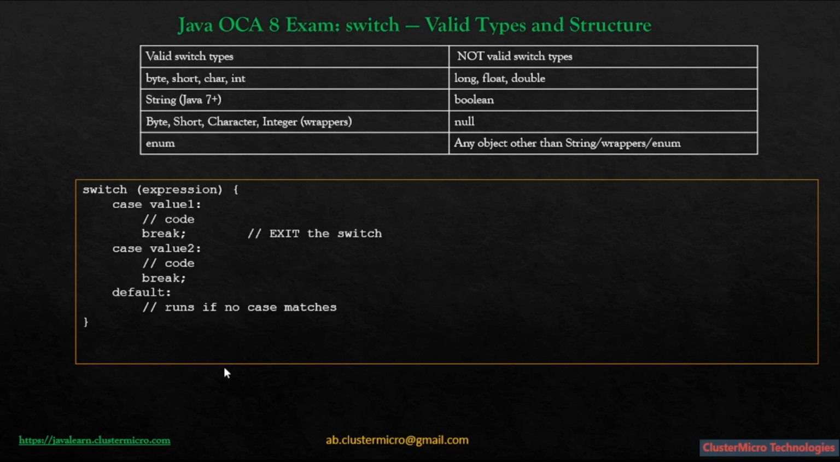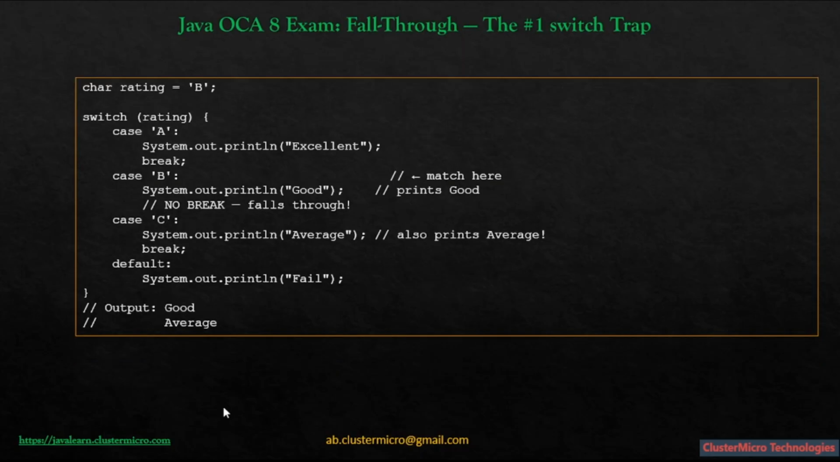The default case runs when none of the other cases match. It can appear anywhere inside the switch block: at the beginning, in the middle, or at the end. Fall through. Let us discuss fall through, the number one switch trap. Fall through is one of the most frequently tested and often misunderstood behaviors of the switch statement.